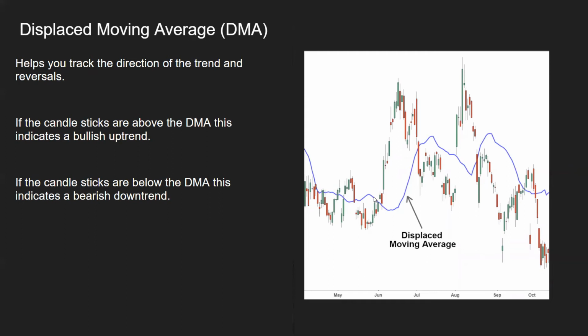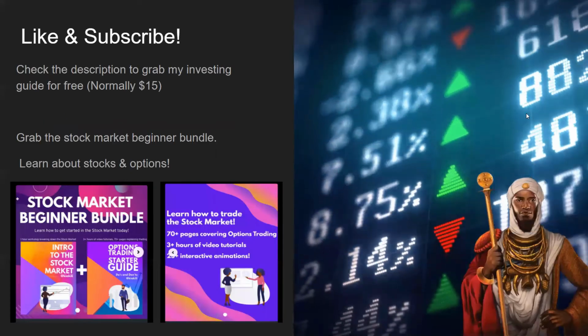So the purple line is the DMA. Notice how these candles are all above it, so it's clearly bullish. It's climbing up. But then notice right here, if the candlesticks fall below the DMA, this indicates a bearish downtrend. So it falls right below it, and the price falls down. So yeah, that's the DMA. So those are the three technical indicators.